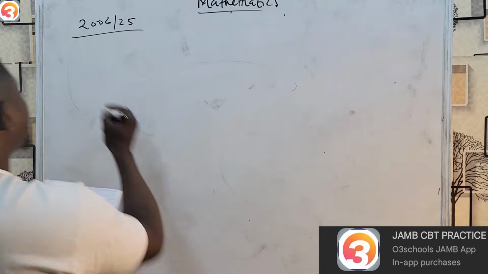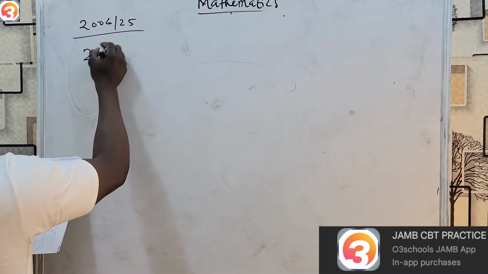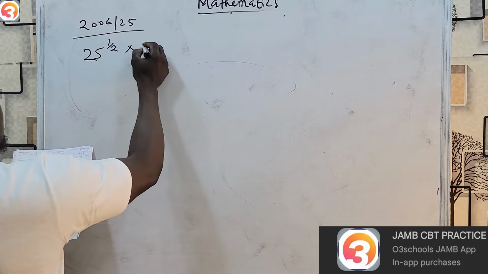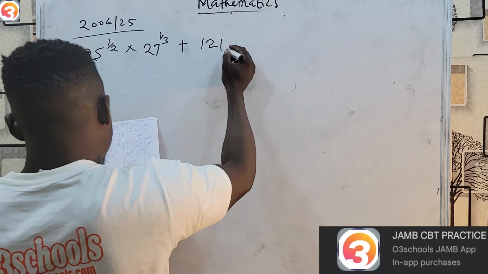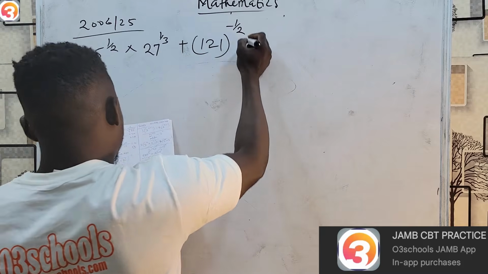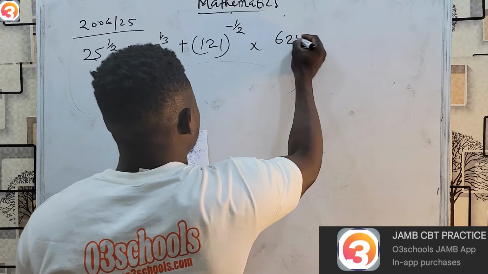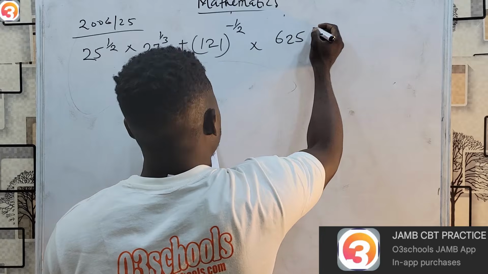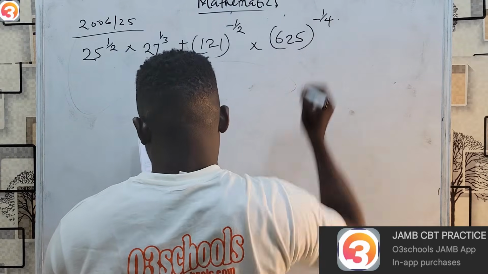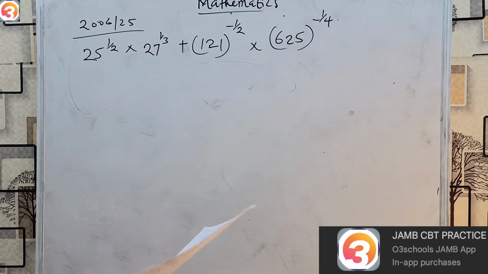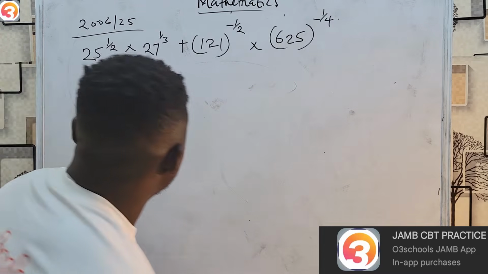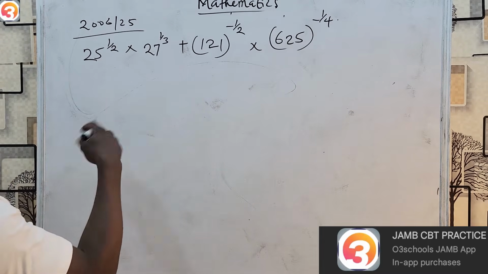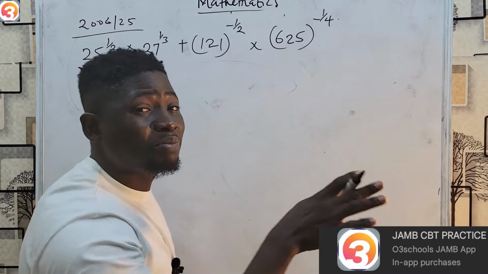So let's go. I'm going to have 25 raised to power 1 over 2 times 27 raised to power 1 over 3 plus 121 raised to power minus 1 over 2 and 625 raised to power minus 1 over 4. So this is the question before us. Once you see something like this, we're not supposed to panic. We just want to test our knowledge of powers. So it's as simple as ABC. Because we have already explained all the explanation, I'm not going to delay.